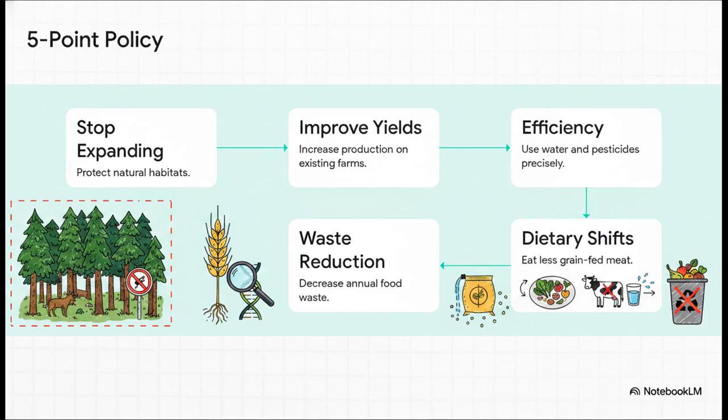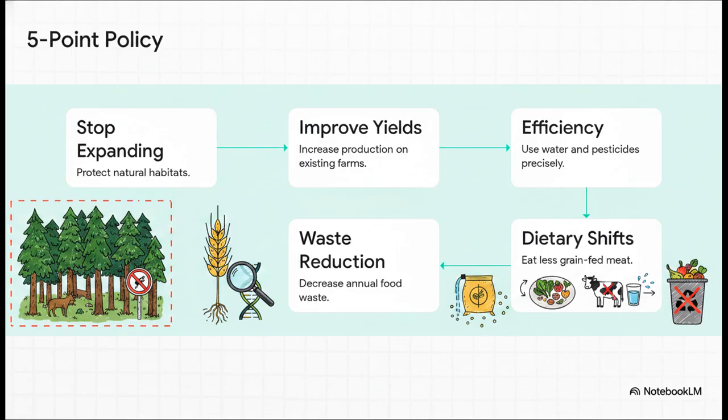Step 1. Stop expanding. We have got to halt the clearing of natural habitats for agriculture. Step 2. Improve yields. If we can't expand outward, we must produce more on the farms we already have, leveraging better seeds and that biotechnology we just discussed. Step 3. Efficiency. We need to use our water and our fertilizers with pinpoint precision to stop the runoff and depletion. Step 4. Dietary shifts.